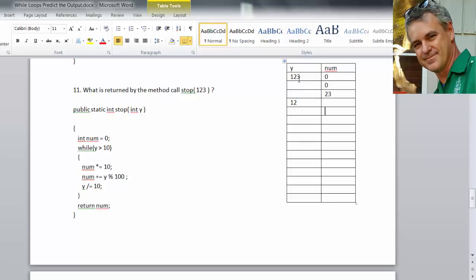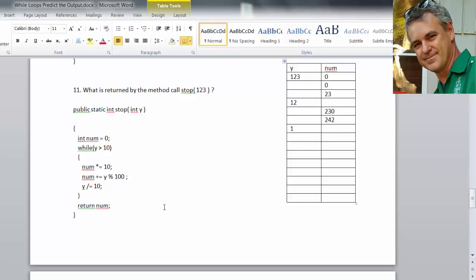12 is bigger than 10 this time. Is 12 bigger than 10, not 0? Yes, it is, just barely. So we take num times equals 10 and get 230. Num plus equals Y modulus 100. Okay, 12 divided by 100 is 0, but remainder of 12. So we add that 12 onto 230 and get 242. Y divided by equal 10 gives me a 1. Is 1 bigger than 10? No, we are done. 242.